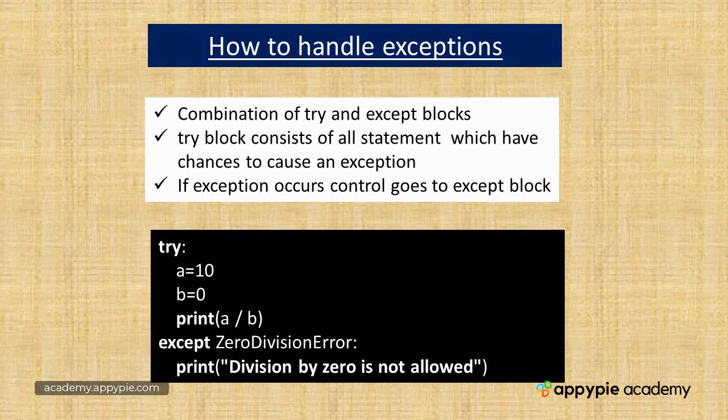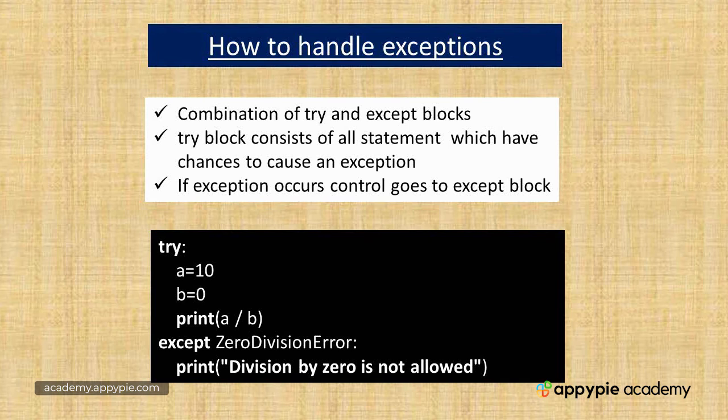So there is a combination of try and except blocks, and what does the try block consist of? The try block consists of all statements which have chances to cause an exception, and these can be more than one exception. If an exception occurs, control goes to the except block. And as you know, in Python, a block is made with the help of indentation.